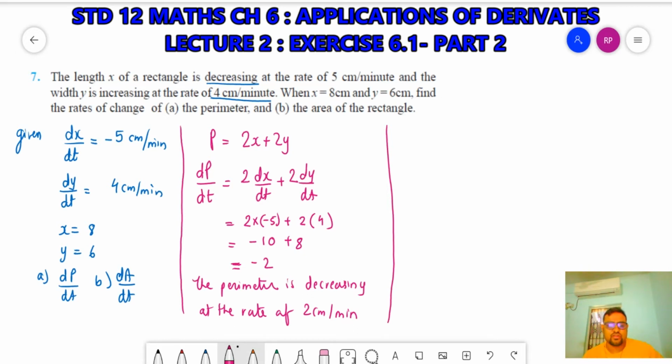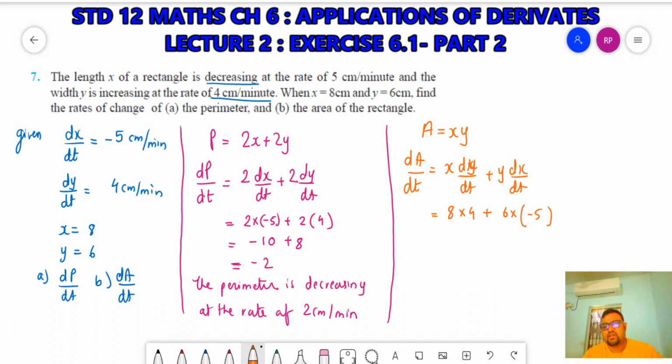Okay, now for the area. What is the formula for area of rectangle? Length into breadth, x into y. So differentiating with respect to time, dA by dt, we will use the product rule: x as it is, dy by dt, plus y as it is, dx by dt. So the value of x is 8 and dy by dt is 4, y is 6 and dx by dt is minus 5. So this will be equal to 8 4s are 32, 6 5s are 30, minus 30. So that is equal to 2.